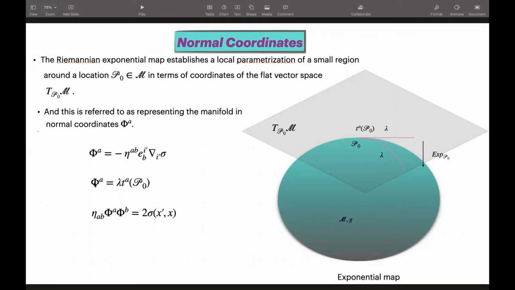So normal coordinates can be written in this manner. Here we can see the geodesics, and we are writing them in normal coordinates. We can write this as follows, and in this representation we can see that it is like a straight line, because it has the form y equals mx, where T^a is a fixed vector at P0.